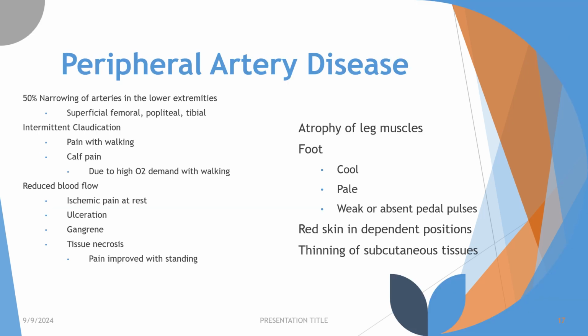So peripheral artery disease, 50% narrowing of the lower extremities. We can see this intermittent claudication, right? Pain with walking just because of our higher oxygen demand, signs of reduced blood flow.